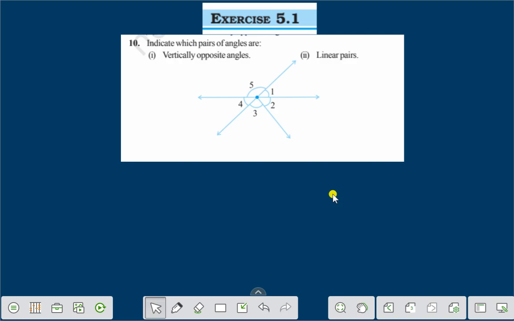Hello everyone. Today we shall discuss exercise 5.1 question number 10. Indicate which pairs of angles are vertically opposite angles, and number 2 is linear pairs.